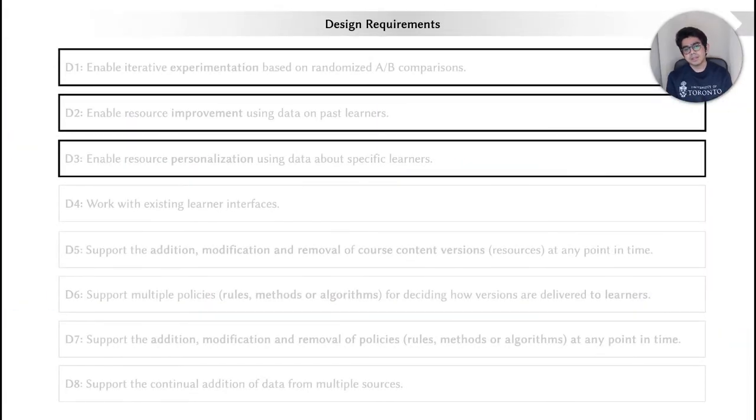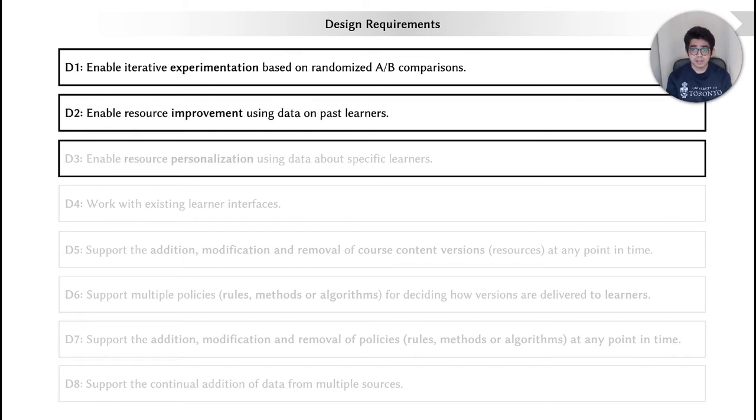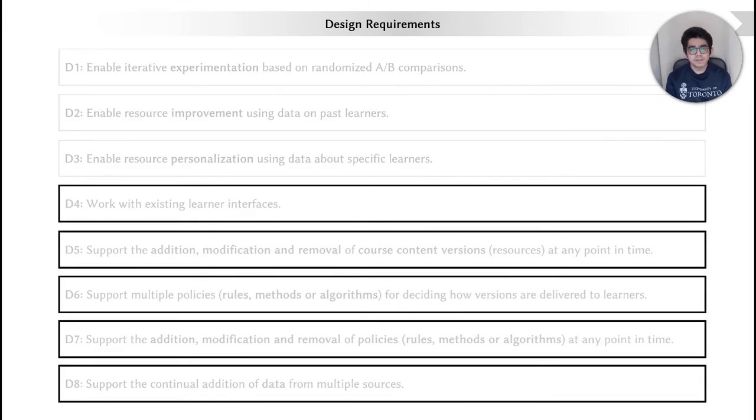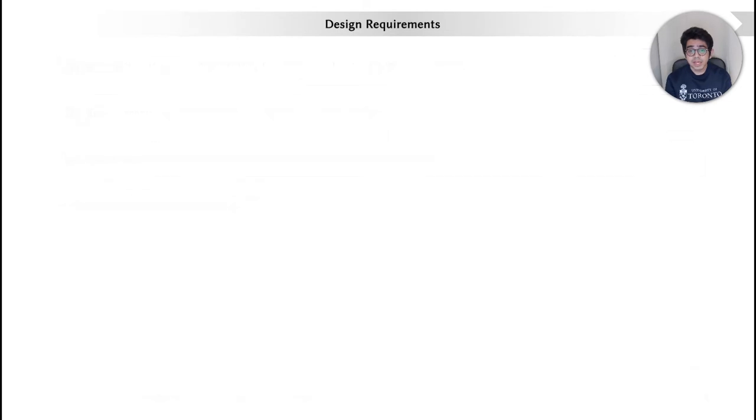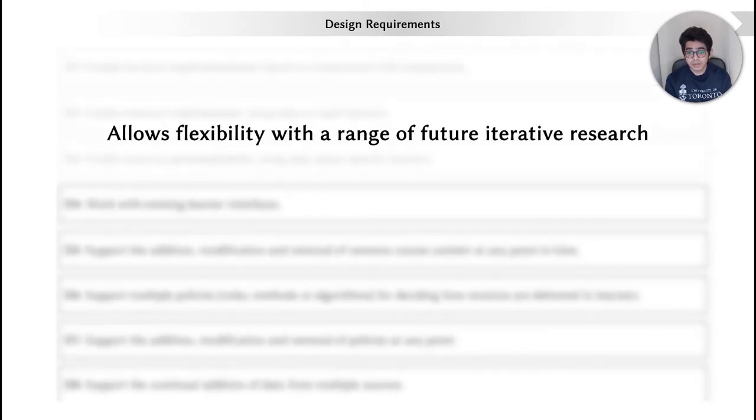The design requirements focus on enabling iterative experimentation through A/B comparisons, resource improvement using data from past learners, and personalization using data on specific individuals or subgroups of learners. They also emphasize the importance of easy modification of course content, data, and algorithms at any point in time to allow flexibility with the range of future iterative research, even before it is known exactly which ideas will be tested, what data available are useful, and which algorithms are most effective in the real world.